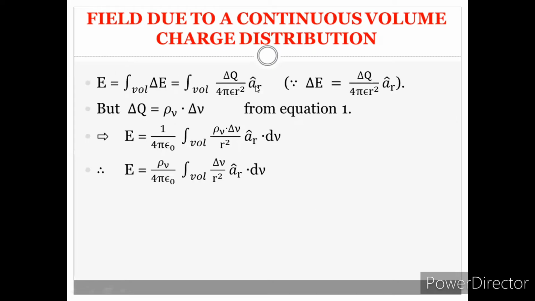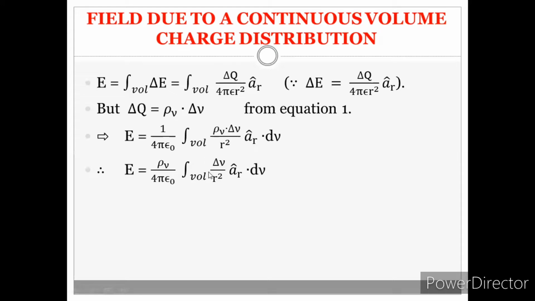Now here, E is given as the volume integration of del E. What is del E? Del Q divided by 4 pi epsilon R square AR, because we know the formula for the electric field intensity. But what is del Q? It is rho V into dV. So we substitute del Q with rho V into dV.